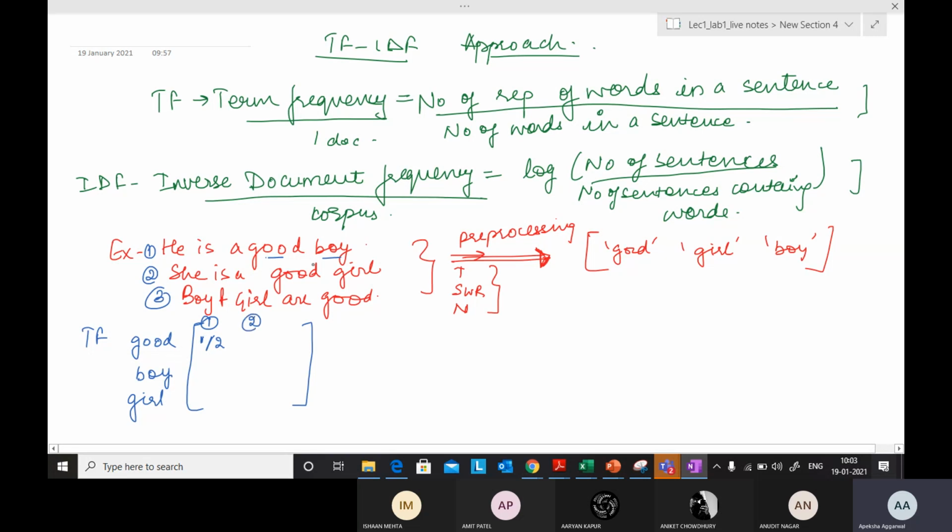In the second sentence, good is appearing 1 time and the words are good and girl. So 1 by 2. Again, for the third sentence, boy, girl and good, 3 words are there and good was appearing 1 time. So 1 by 3, right? Similarly, for boy, it would be 1 by 2. In the second sentence there is no boy, so 0. And in the third sentence, boy is appearing once and the words are boy, girl and good, so 1 by 3. Similarly for girl, 0, 1 by 2 and 1 by 3. So this is clear.